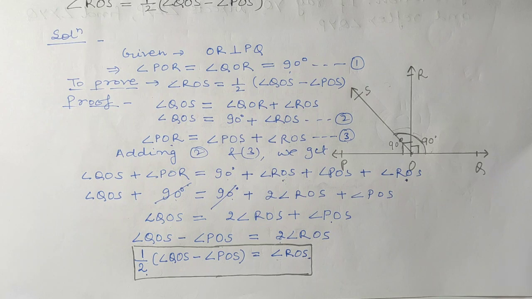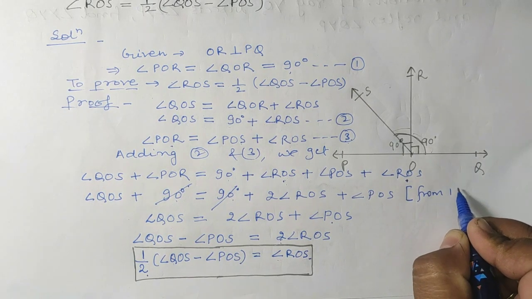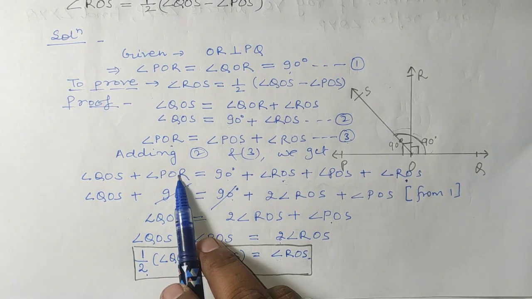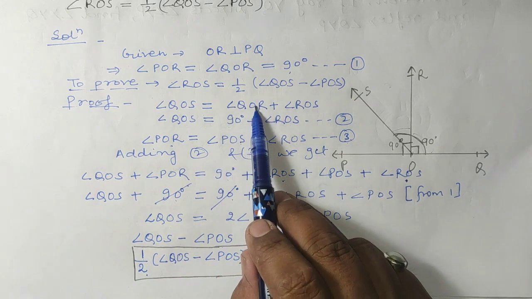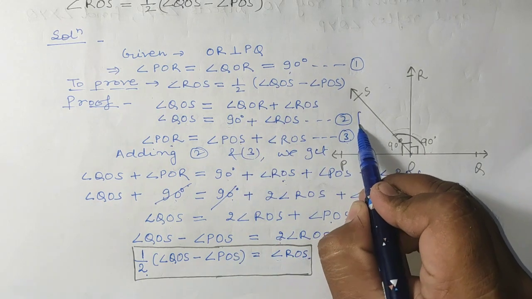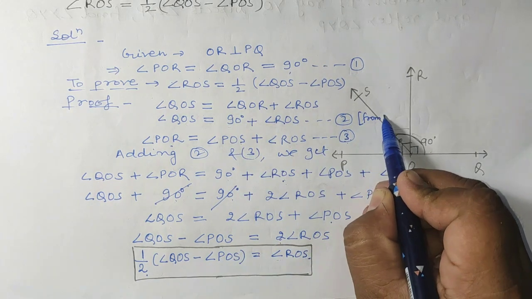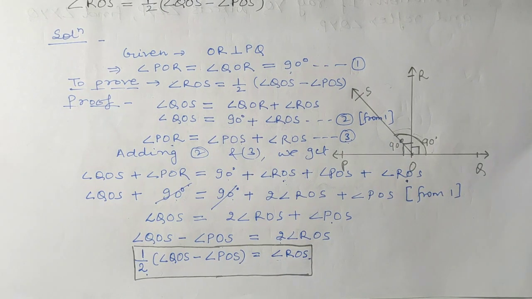Okay, and yes, we have to write the reason also. So here we will write from 1, because we have put the value of angle POR as 90 degree, and here also we have put the value of QOR is 90 degree. So here also we will write the reason that from 1. Okay, so just pause the video and note it down.